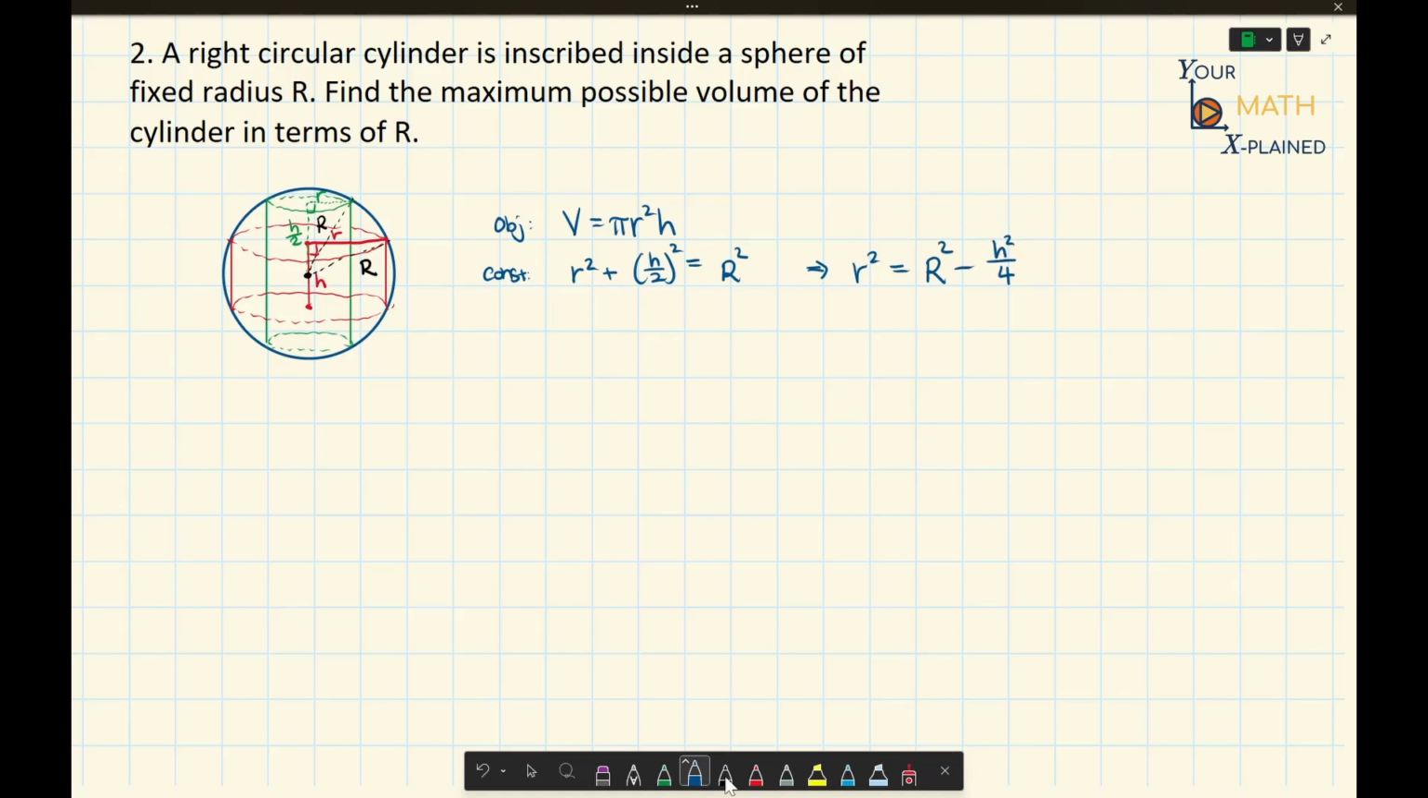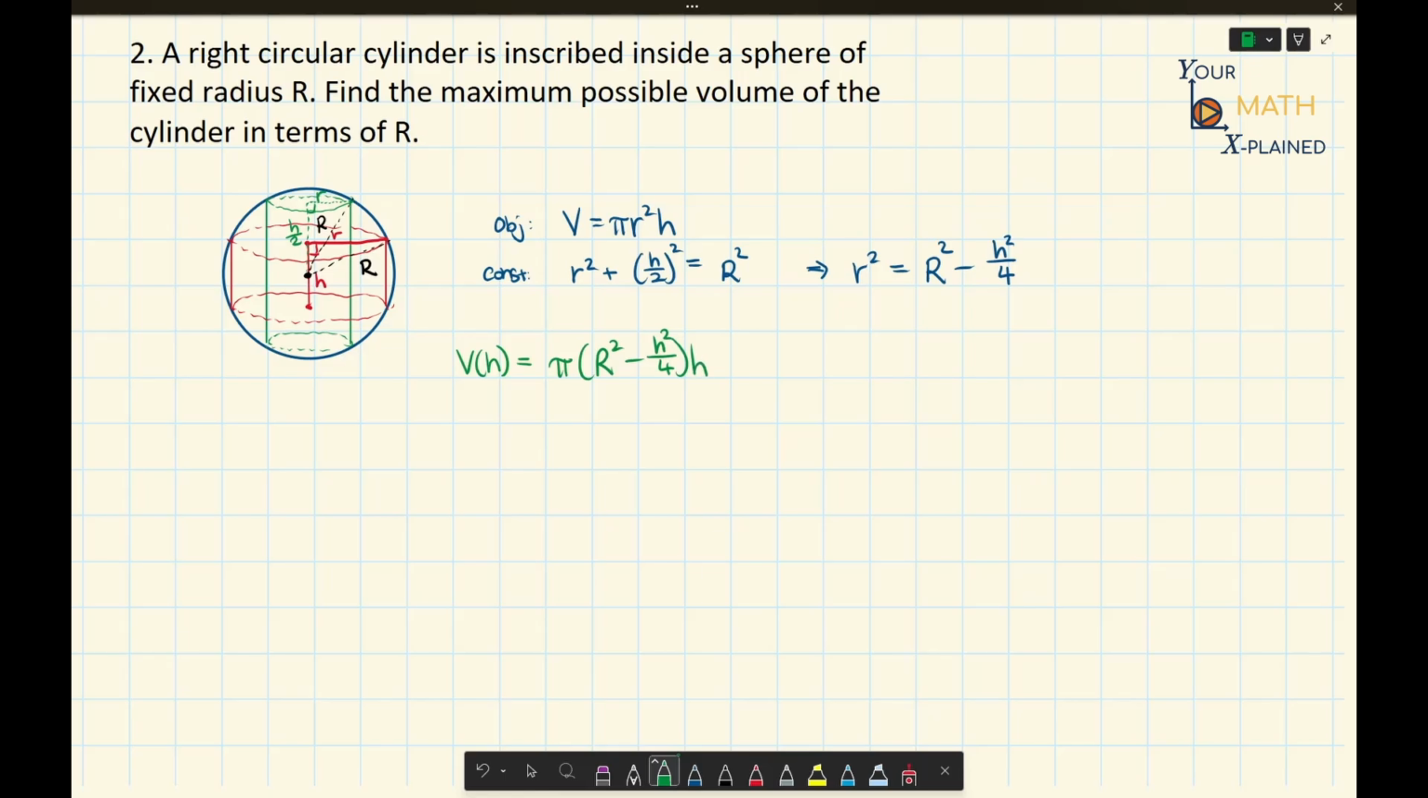Next, we're going to take this and substitute it into our objective equation. So now our objective equation is going to be only in terms of one variable, which is lowercase h. And the reason is because capital R here is a constant and not a variable. So we get V of h is equal to pi times (capital R squared minus h squared over 4) times h.